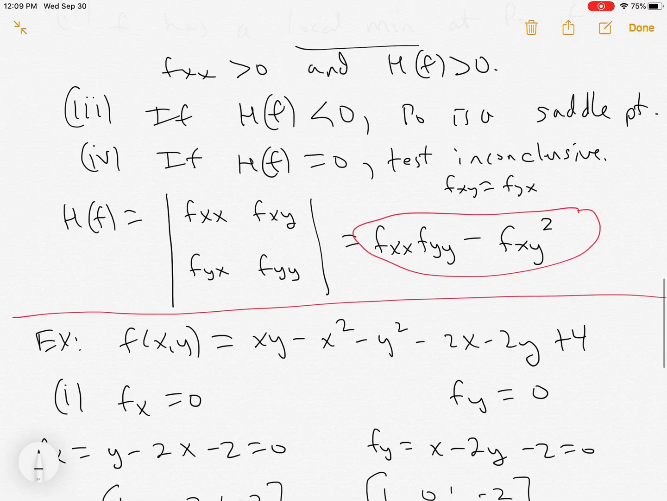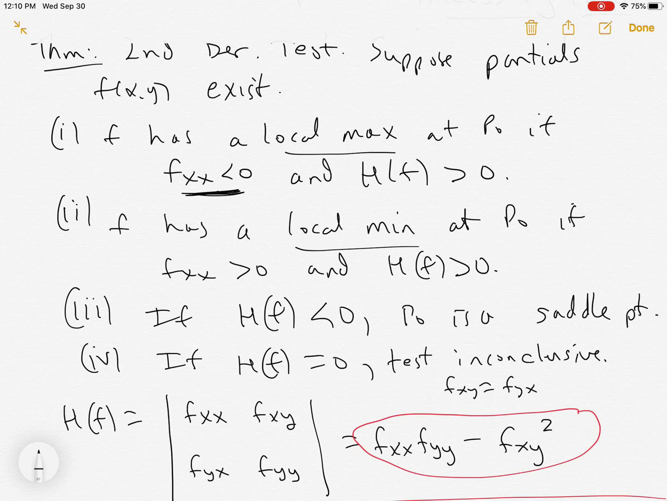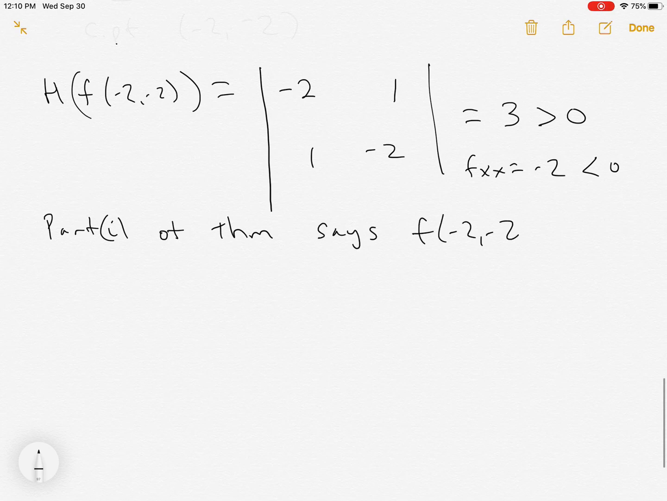So when you go up here and you go, okay, f of xx is less than 0, so by part 1 of the theorem it's a local max. F at minus 2, minus 2 is a local max. And if you really wanted to finish this, the point is minus 2, minus 2, 8. Okay, it's still recording.